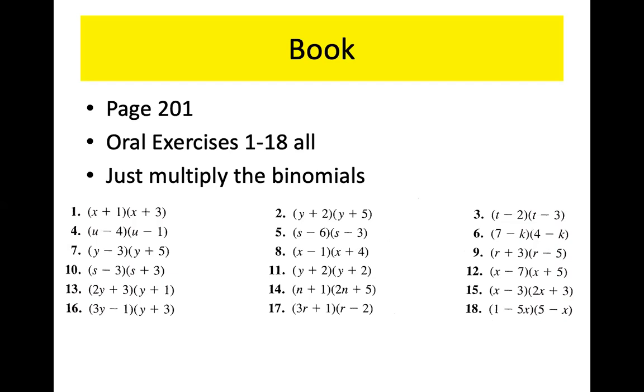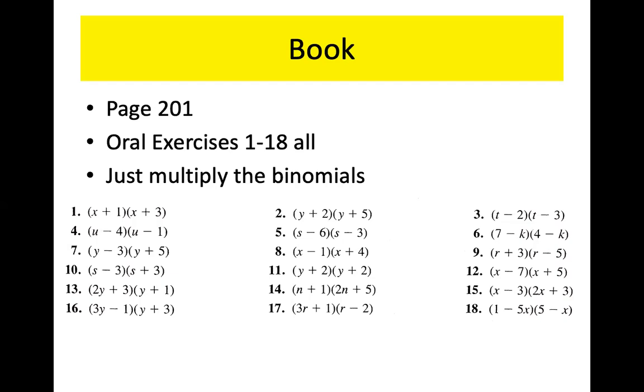Same process. The first number comes from the first thing multiplied together. By the way, these are written backwards. It's okay. 5 times 1 is? So we write a 5. The last thing comes from the last things multiplied together.